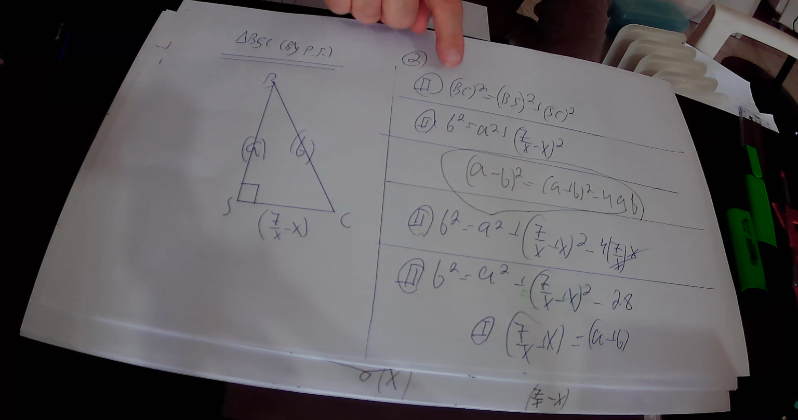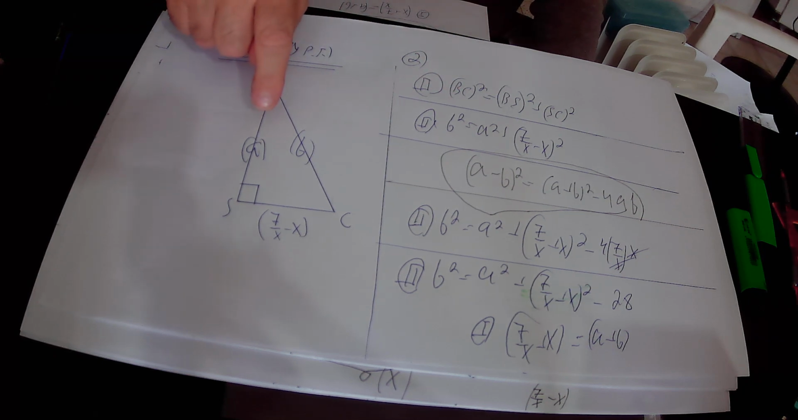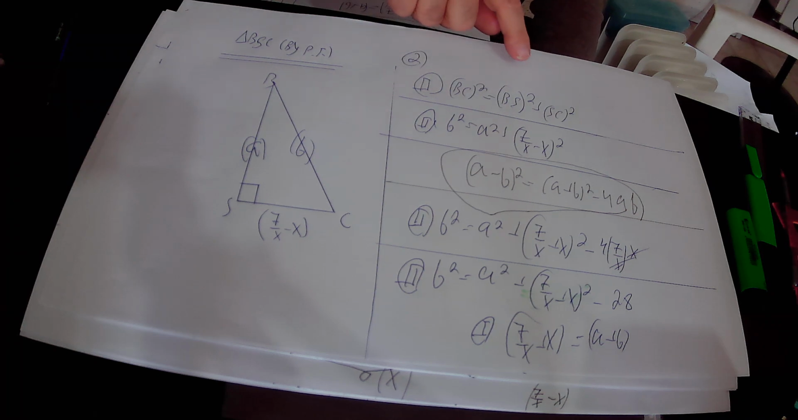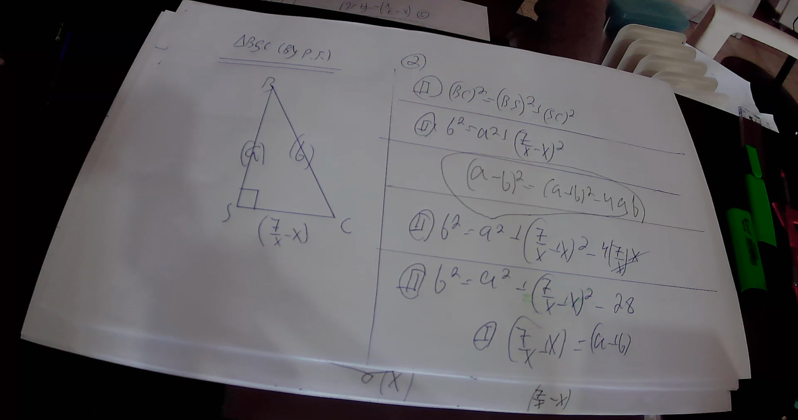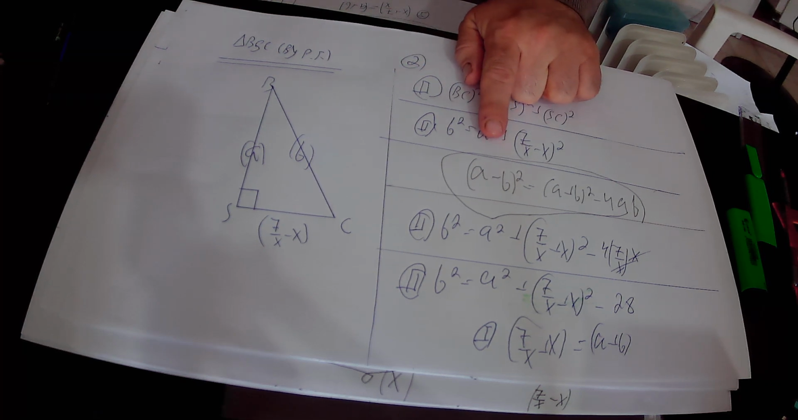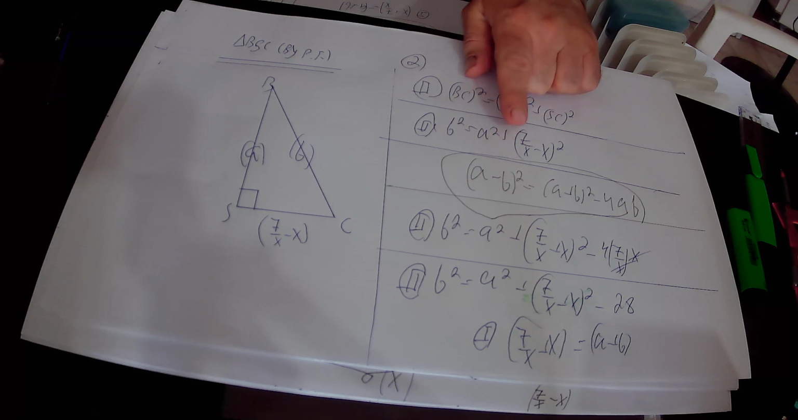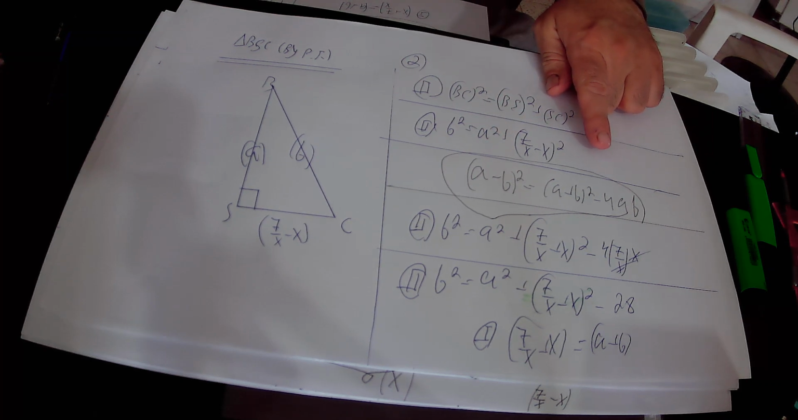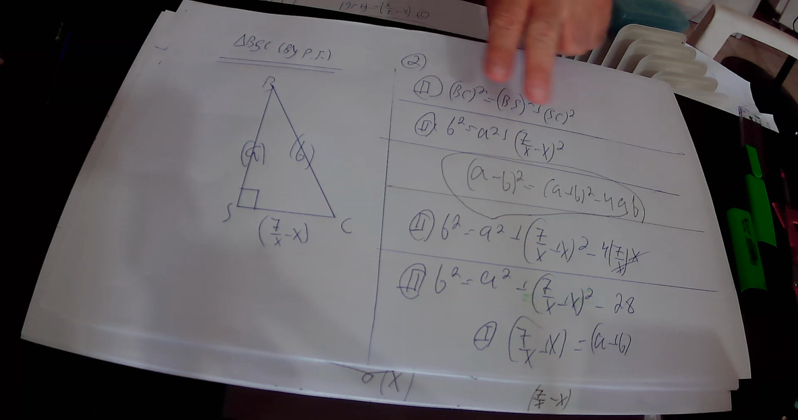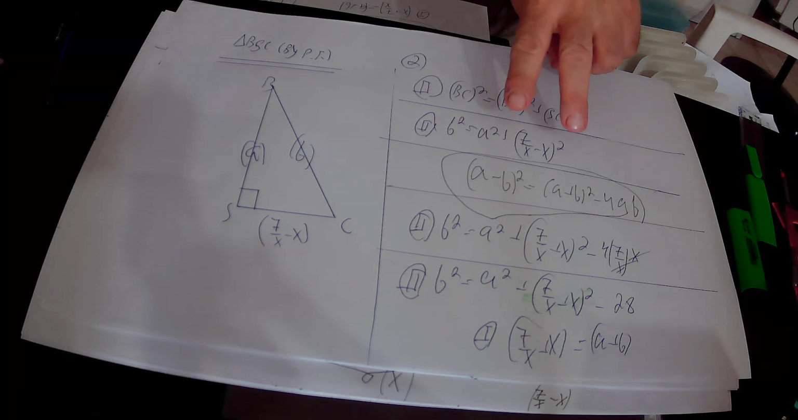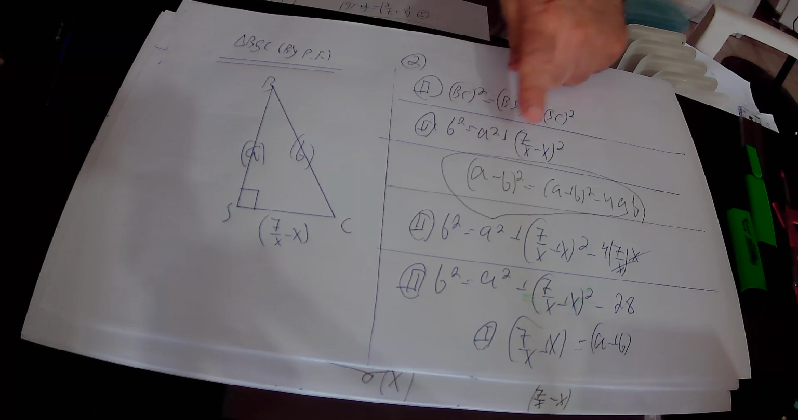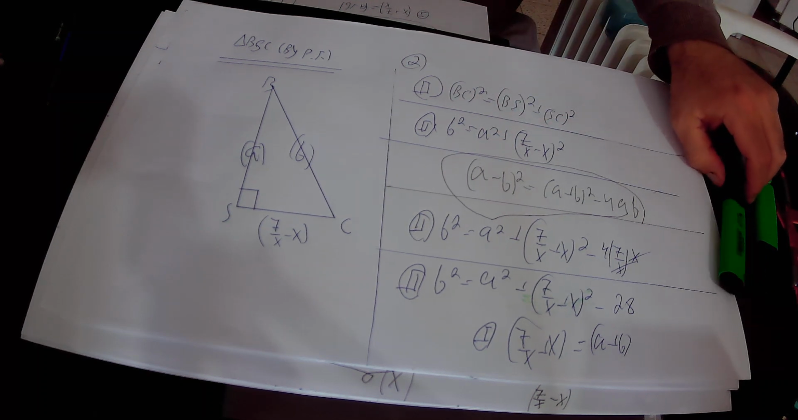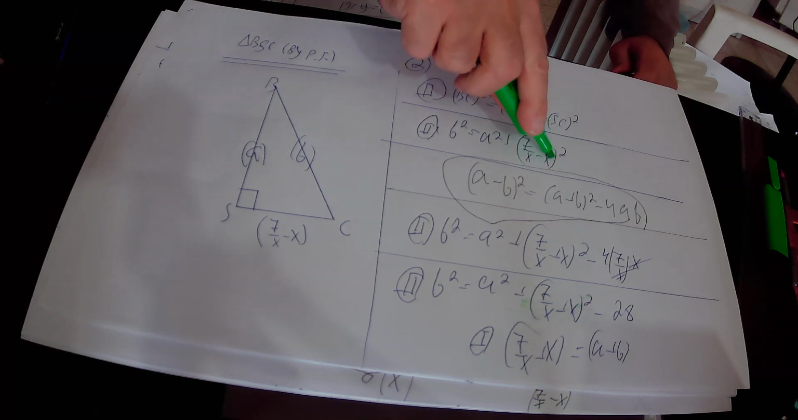BC is B, therefore BC square is B square. BS is A, therefore BS square is A square. SC is 7 over X minus X, therefore SC square is (7 over X minus X) square. Here we use the algebraic identity that (A minus B) square equals A square plus B square minus 4 times AB... If you just open the brackets on both sides, you will definitely see that those two sides of the equation are equal to each other. So we use this algebraic identity for the expression (7 over X minus X) squared.